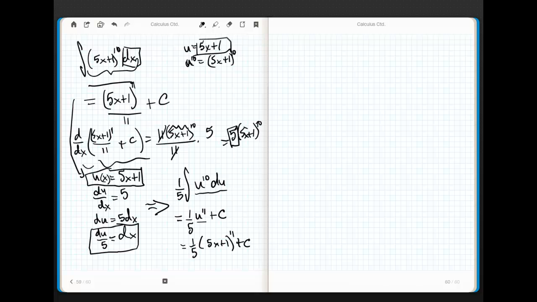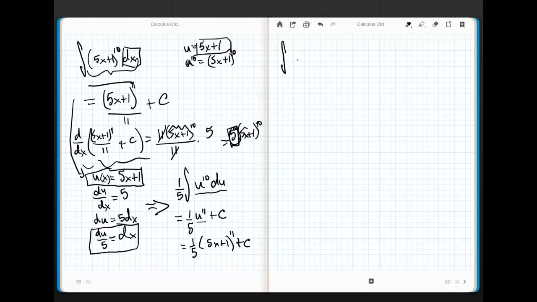Plus c. And we know that this is going to work if I take the derivative of it, because this 1/5 and this 5 that we were missing before, or this extra 5 that we actually picked up, are going to cancel out, and I'm going to get 5x to the 10th. Isn't that awesome? Let's do one more, and I'll let you guys go for this little portion. This part, I'm going to let you go, and then we'll get more complicated down the road.